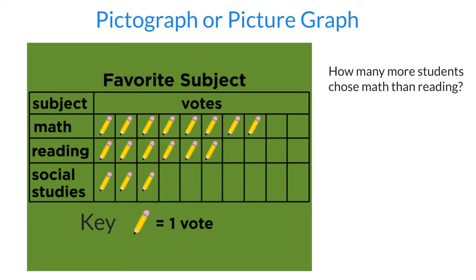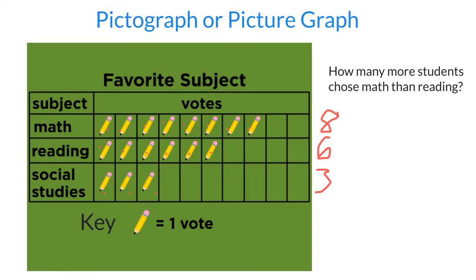So what we want to do now is kind of total these and give a number to them, so when we refer back to them, we know how many for each. I like to do that because then I don't have to keep recounting the pictures to know how many votes. So for math, I see 1, 2, 3, 4, 5, 6, 7, 8. So next to this one, I can put my 8 votes. For reading, I have 1, 2, 3, 4, 5, 6. 6 votes here. And for social studies, I have 3 votes.